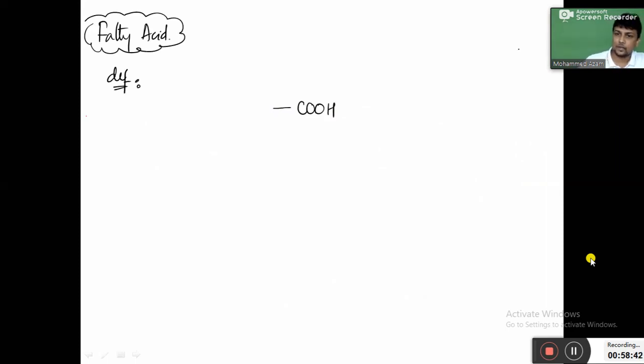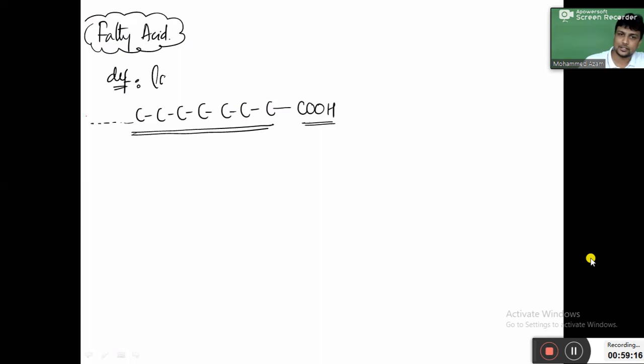Fatty acid belongs to the group of carboxylic acid, COOH. Now guys, to this you add a long chain of carbons. And when you add a long chain of carbon, that itself is known as a fatty acid. So the definition of fatty acid is so simple: a long chain of carbon attached to carboxylic acid.